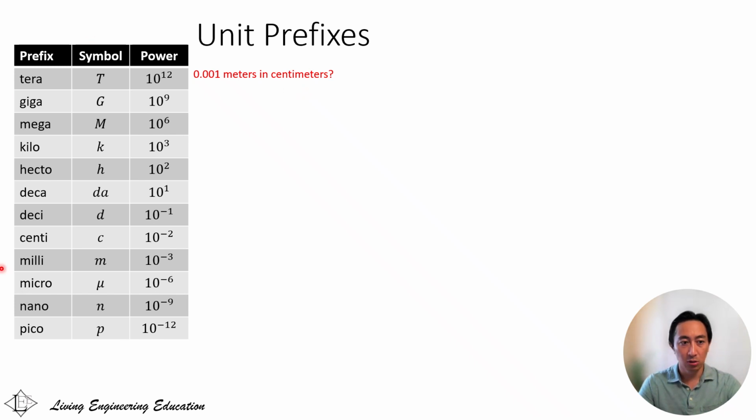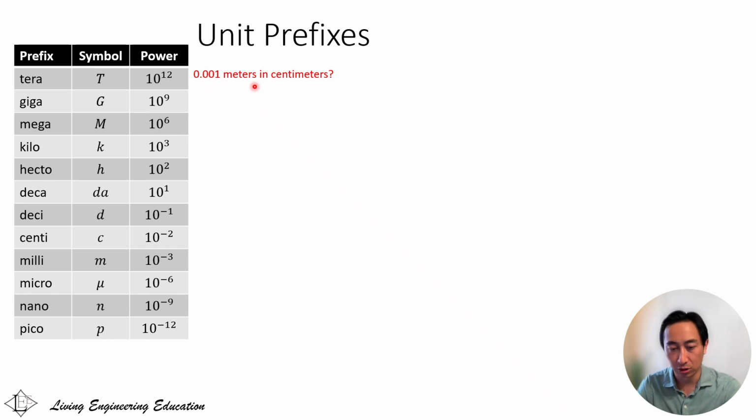Okay, so I can use this table to help me recognize the relationship between meters and centimeters. Meters has no prefix, so that's the base unit. Centimeters has the base unit of meters again, but centi is my prefix. So I go centi and I say 10 to the negative 2. A centimeter is smaller than a meter. So the number that goes in front of centimeters, because it's a smaller unit, will be a larger value. It should be larger than 0.001, the number I have.